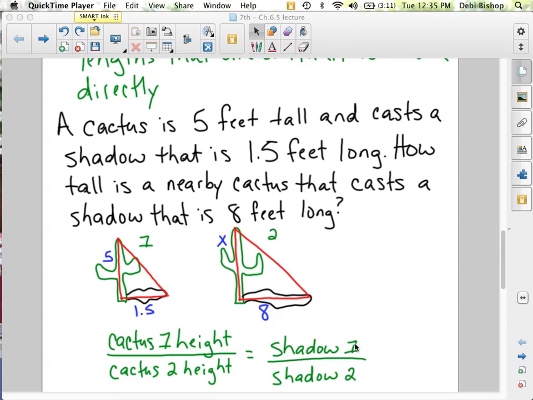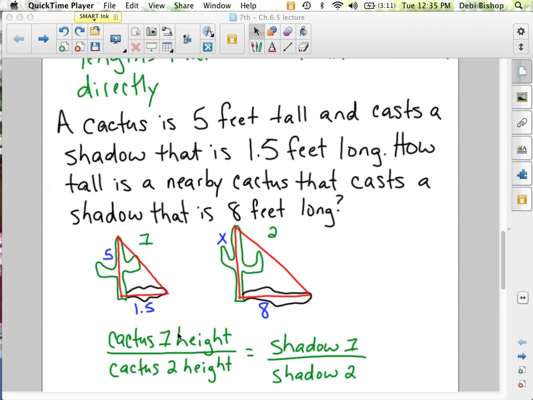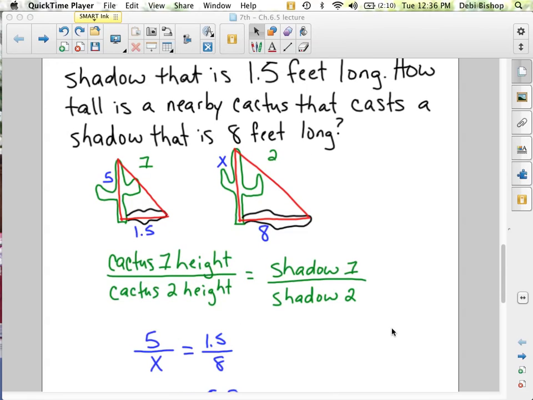So I set up a ratio first, cactus 1 height over cactus 2 height, and then that would equal shadow 1 over shadow 2, and make it into a proportion. Now again, I could do cactus 2 height over cactus 1 height, but then I would have to do shadow 2 over shadow 1. You just need to be consistent. So now I fill in my numbers. My cactus 1 height is 5, cactus 2 height is unknown X. My cactus 1 shadow is 1.5 feet, and my shadow for cactus 2 is 8 feet.